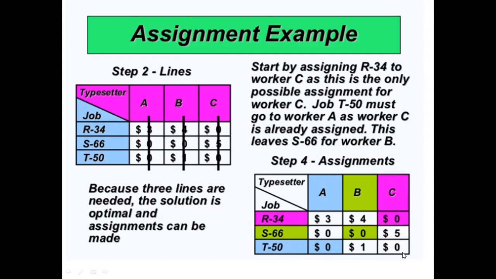Actually, we could put it in C because there is 0 here. But the thing is that we already put R34 in C. So the only feasible location to put T50 is A, and it is the optimal solution. So now we have R34 assigned to C, S66 assigned to B, and T50 assigned to A.